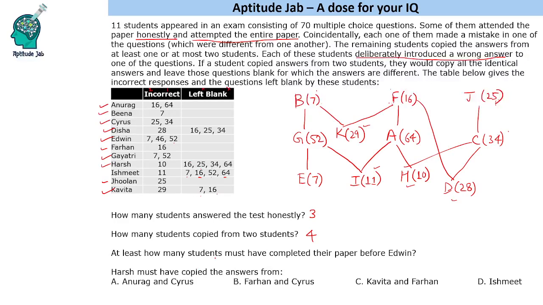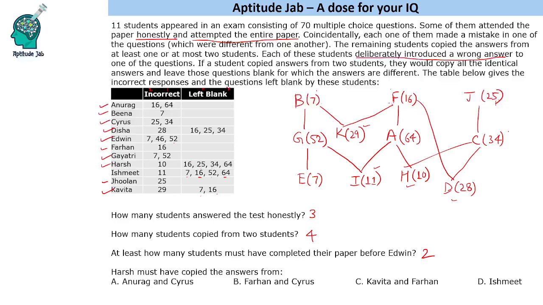At least how many students must have completed their paper before Edwin? Edwin copied from these two people, Beena and Gayatri. Now, Edwin is not dependent on any others. So, at least 2 people must have completed the paper. It does not matter whether Farhan or Julan completed or not, but these two must have completed. So, minimum 2 people must have completed the paper.